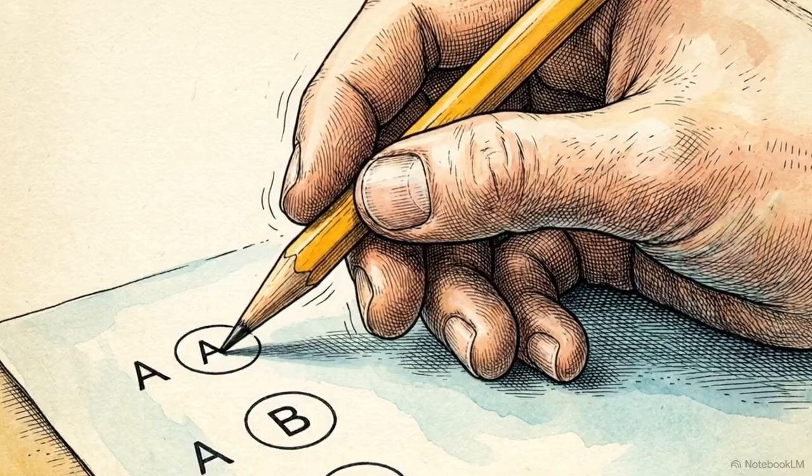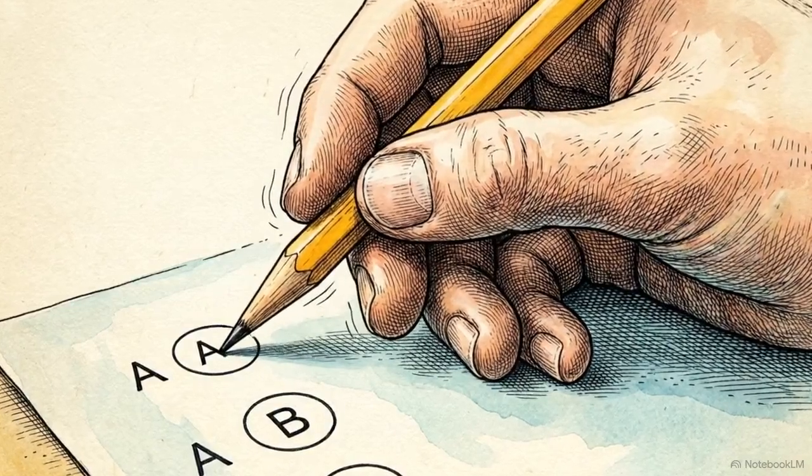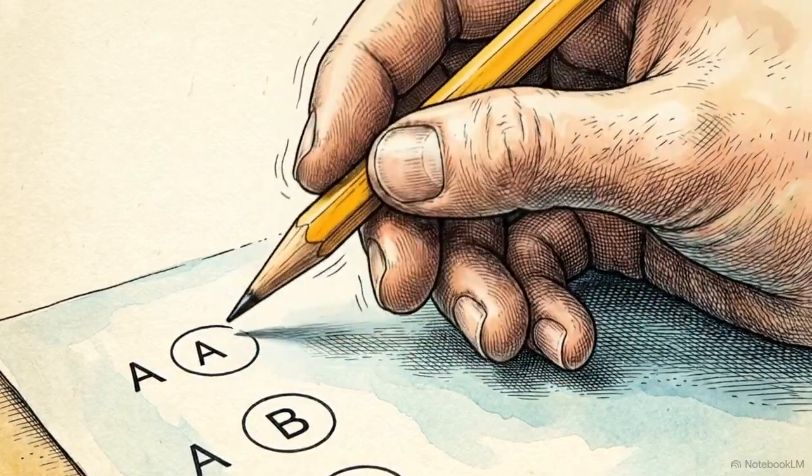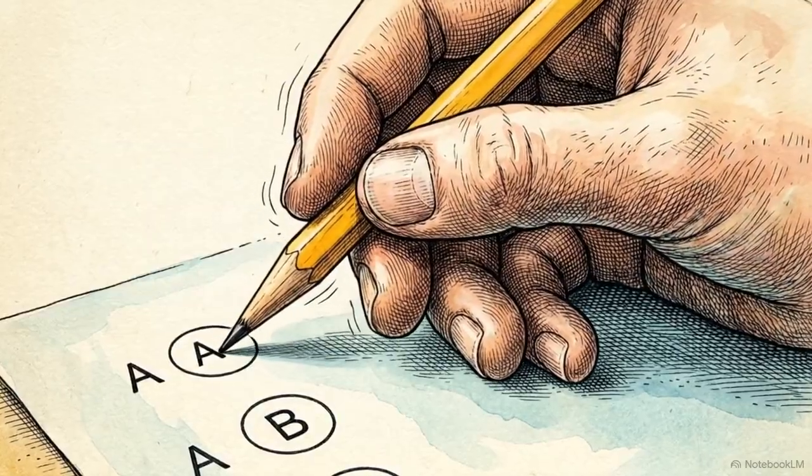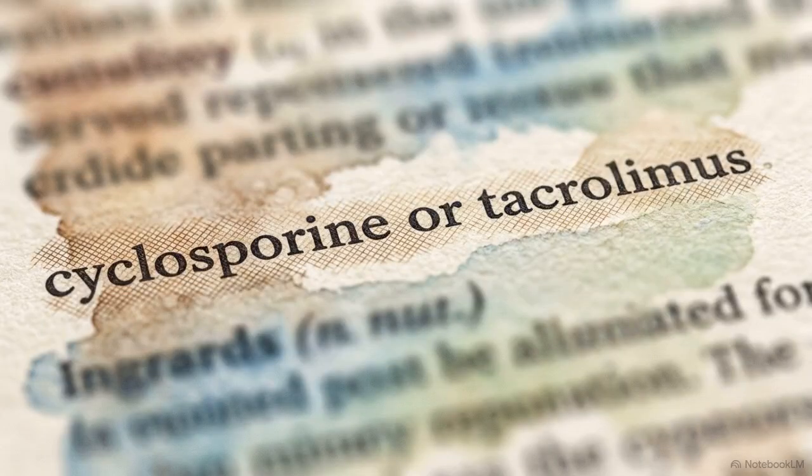You're staring at a board exam question. A transplant patient presents with new onset hypertension and kidney injury. Is the culprit cyclosporine or tacrolimus? They sound nearly identical, and their primary mechanisms are the same.